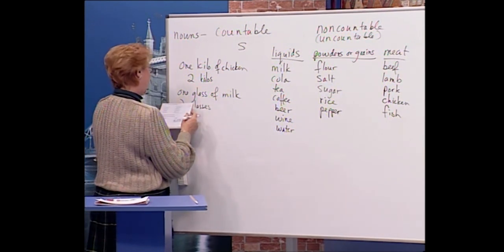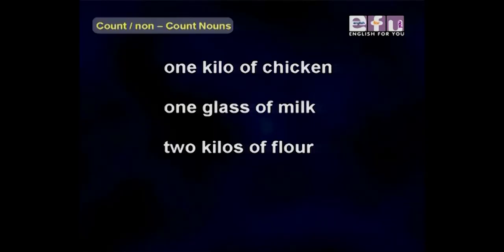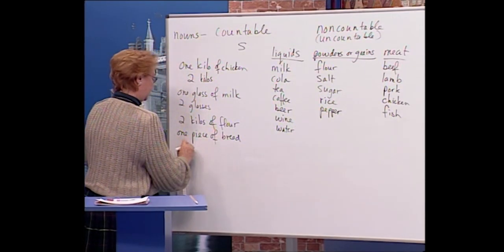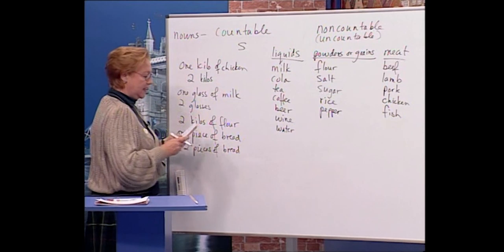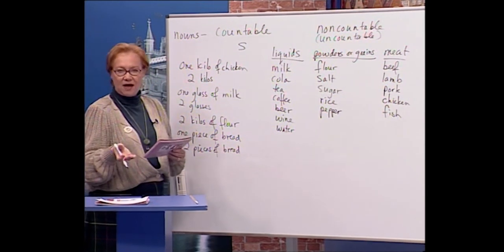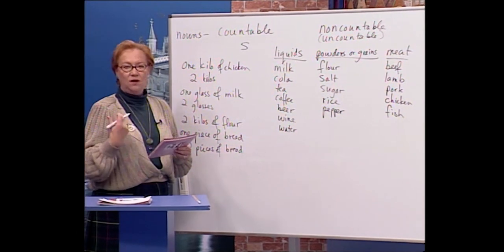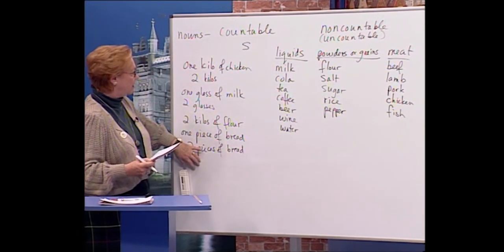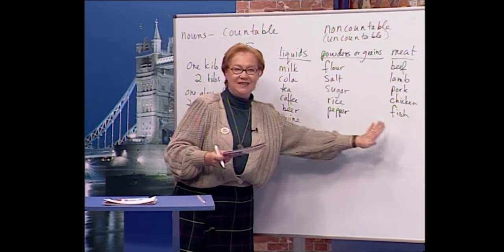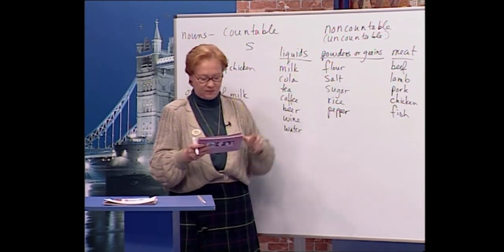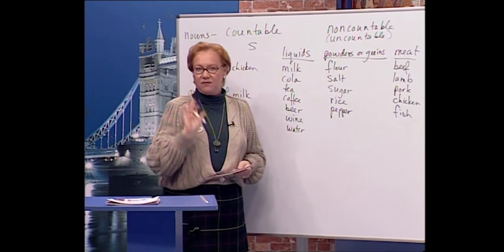Another example: 2 kilos of flour, or 1 piece of bread. Or we could say 2 pieces of bread. So again, 1 kilo of chicken, 1 glass of milk, 2 kilos of flour, 1 piece of bread. So we can count this part, and the S can go here, but not here. No S. They are non-countable. Now, there are more groups, but for today, this is enough.